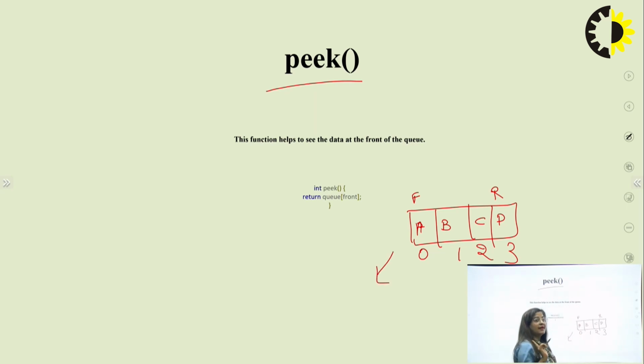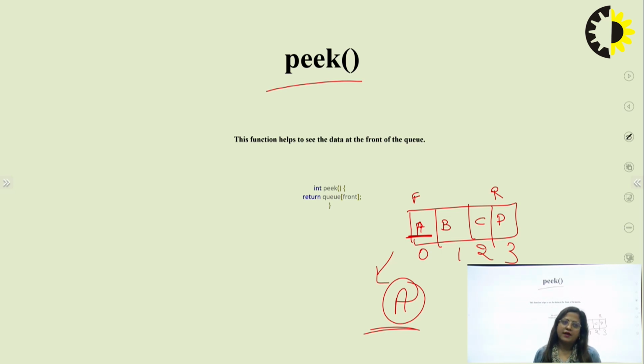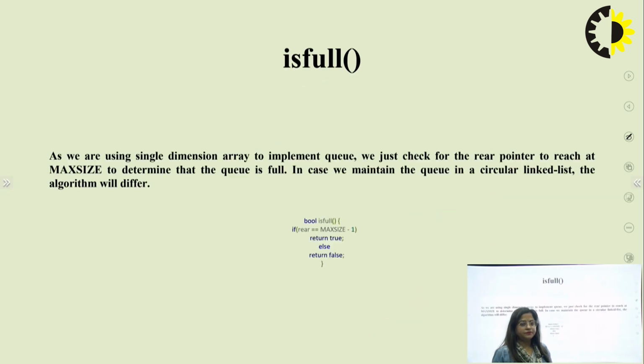The element to be removed next, following the FIFO condition, is A. So the output is A. It just displays the element to be removed next, not actually deleting it. So this returns Q front, and the front right now is A.